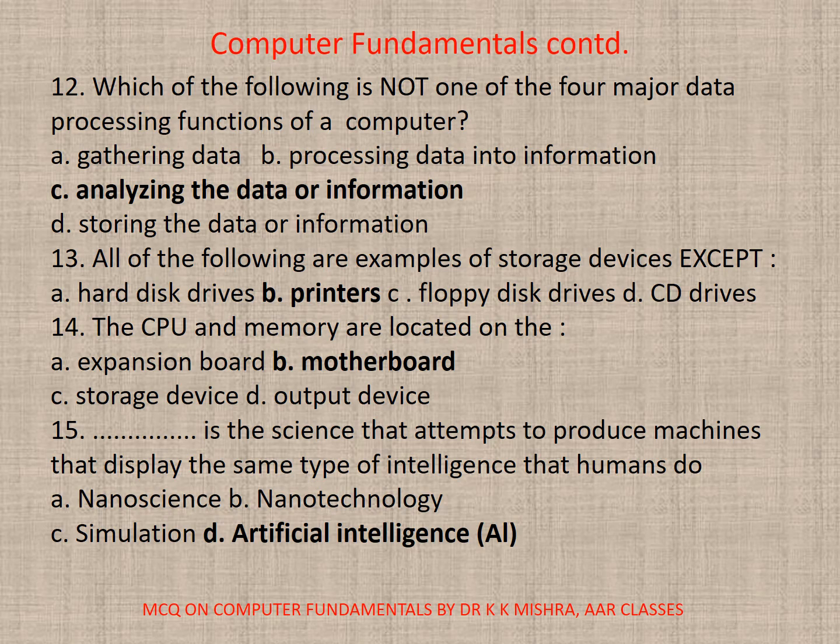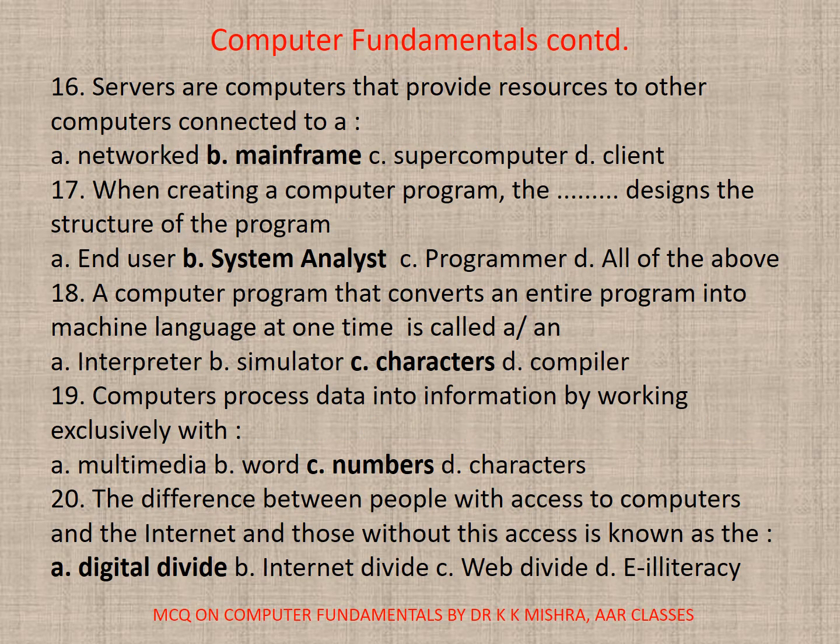14. The CPU and memory are located on the A. Expansion board, B. Motherboard, C. Storage device, D. Output device. Correct option is B. Motherboard. 15. Dash is the science that attempts to produce machines that display the same type of intelligence that humans do. A. Nanoscience, B. Nanotechnology, C. Simulation, D. Artificial intelligence, AI. Correct option is D. AI, artificial intelligence.